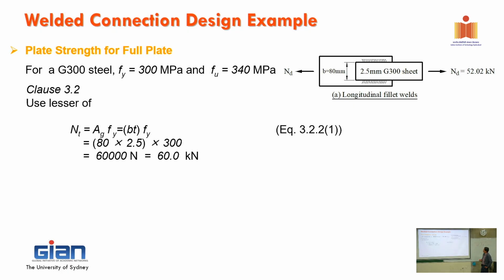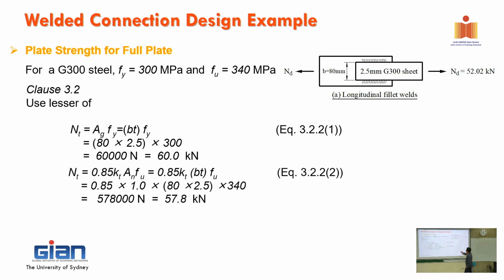Now we need to check the tension capacity of the steel. Because that one is smaller, we check for the smaller one. So that is the width, 80, and the thickness is 2.5 millimeter. That's what you have for the area, you times with the yield stress, and then you got 60 kilonewton. So that is NT for yield.